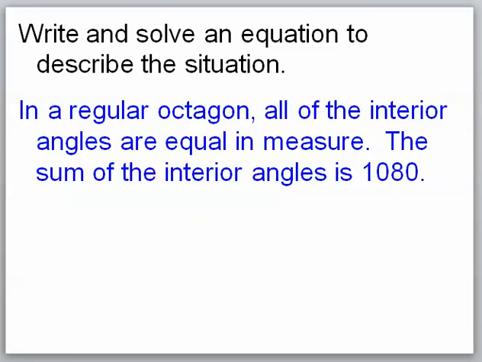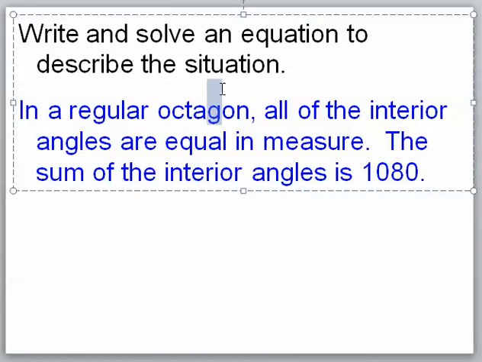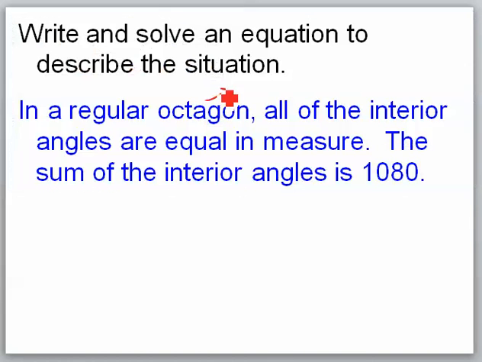And my last question says, write and solve an equation to describe the situation in a regular octagon. This means it has 8 sides. So it has 8 sides. All the interior angles are equal in measurement. The sum of the interior angles is 1,080. So there's 8 angles. We don't know how much each one measures, but we could figure that out.